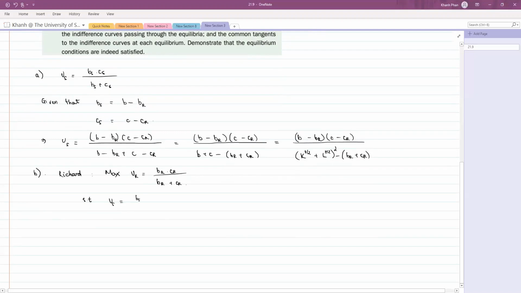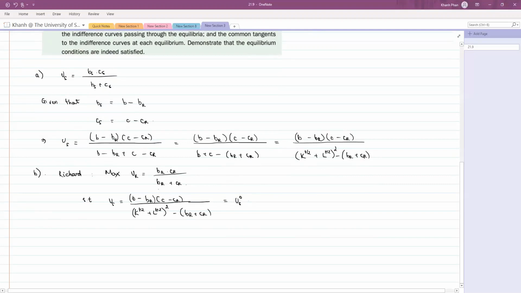So US, which is equal to BS times CS, we already derived earlier, is just a function of BR and CR. So US is equal to B minus BR times C minus CR, everything divided by K to the half, L to the half, squared, minus BR plus CR. Now this has to be equal to US0, which is the target utility that he is going to achieve.